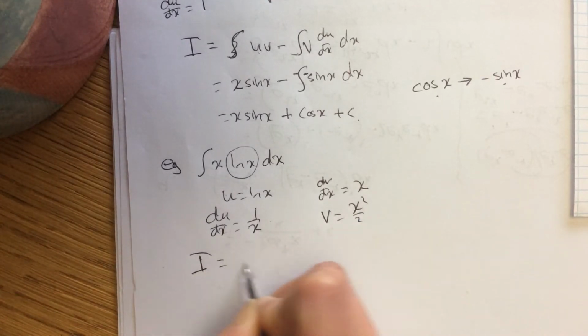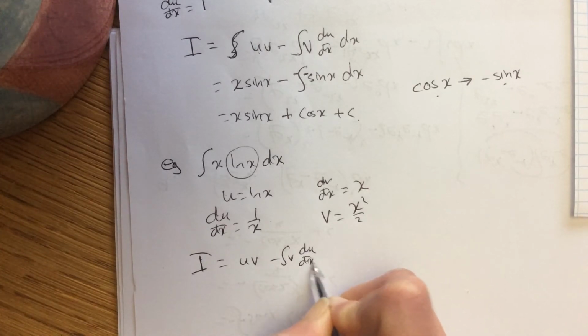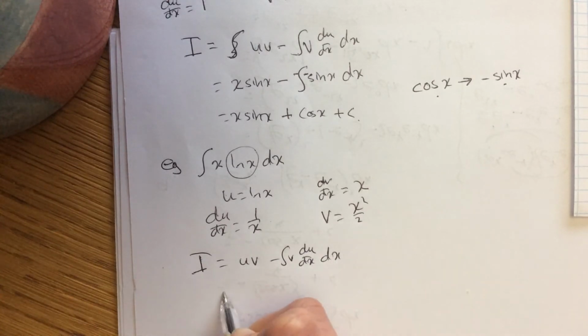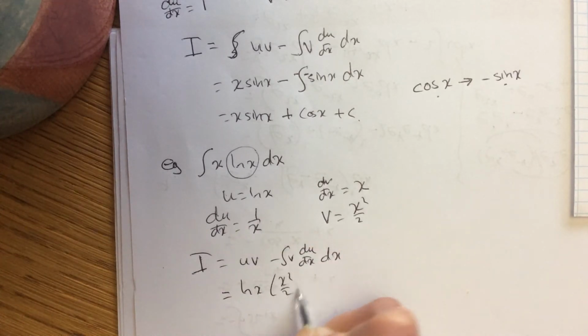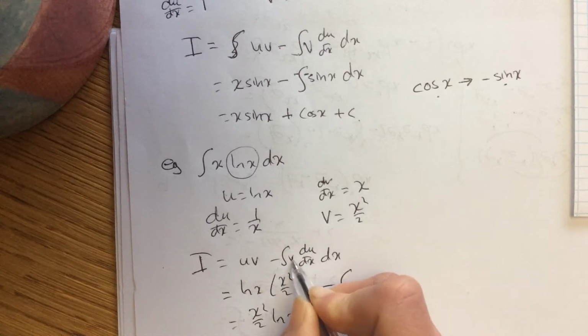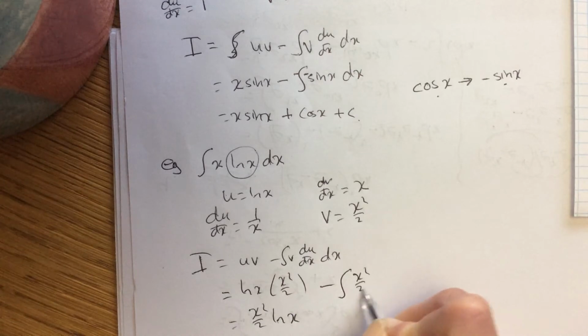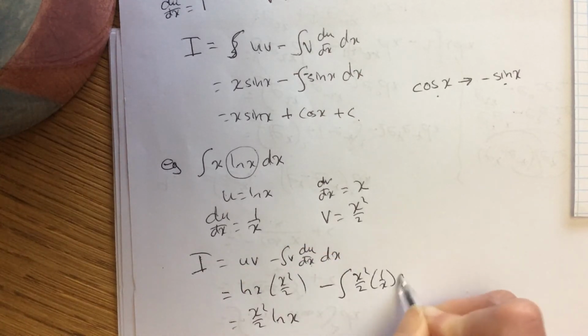What does your integral become? uv minus v du by dx. So that's the right-hand side of the formula. So it's u, v. Don't be tempted to combine these x's, because remember that you're just logging the x. So I would be inclined to write it like that. Minus, where's my v? x squared over 2. My du by dx is 1 over x.